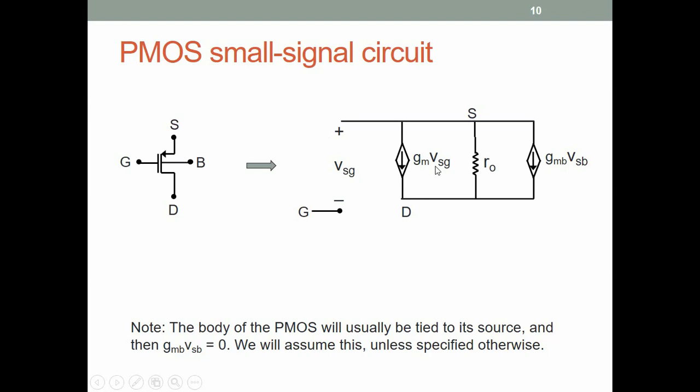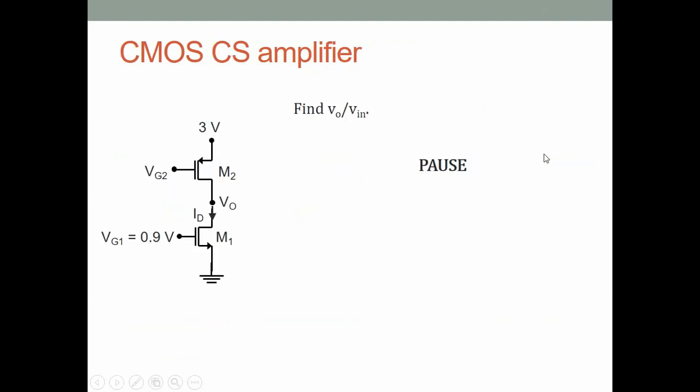So, okay, so we have gm VSG from source to gate, ro, and gmb VSB. And for our circuit, the source will be shorted to the body. For a PMOS, the body will be shorted to the source, the highest voltage in the circuit. So the gmb VSB term will be 0. Alright, so with this, why don't you pause this video and derive an expression for Vo by Vin. Alright, it is straightforward, but spend a couple of minutes.